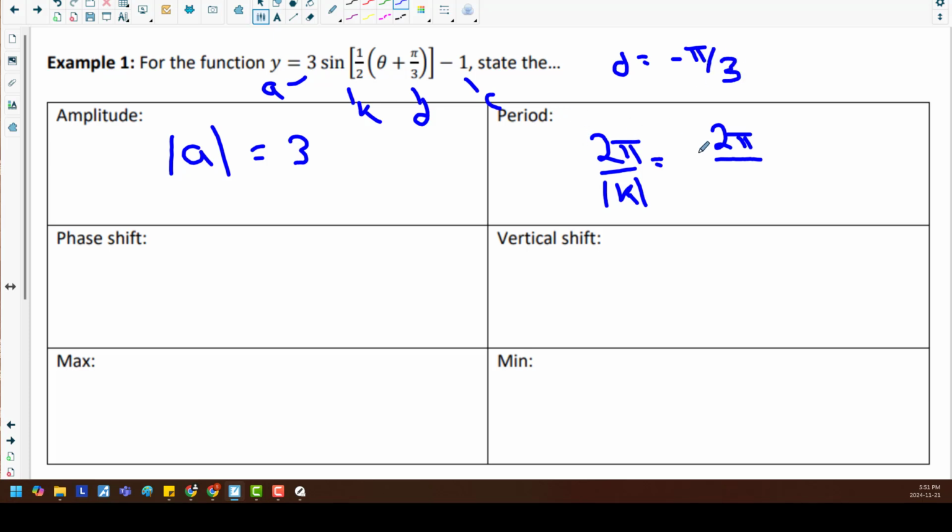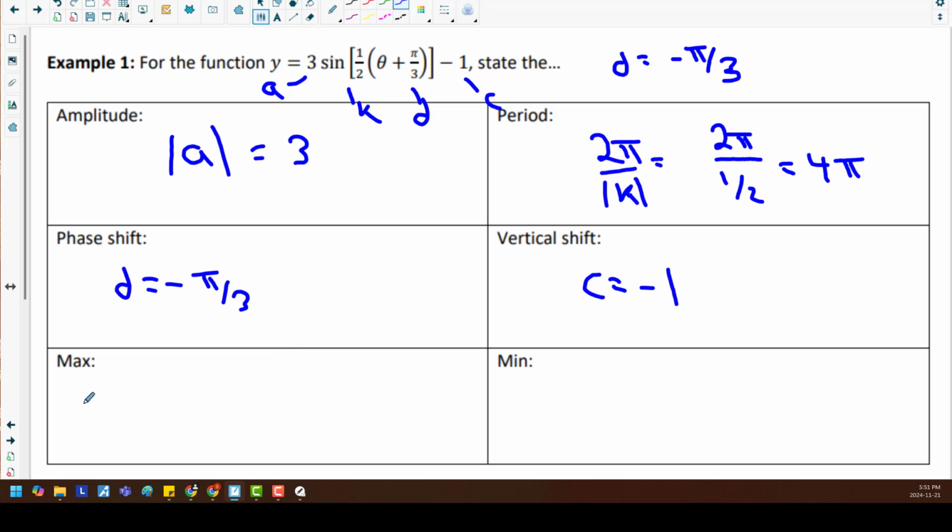All right, so k value is 1 over 2, so 2 pi divided by 1 over 2, and if you do that correctly, you will get 4 pi. That means the period is 4 pi. For this example, phase shift, that's your d value. D value is negative pi over 3. So that's the phase shift left by pi over 3. Vertical shift C value is negative 1, so shift down 1.